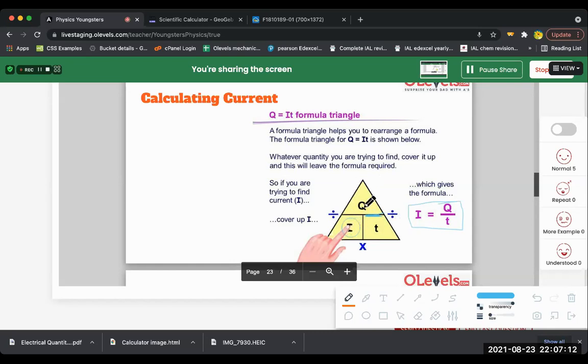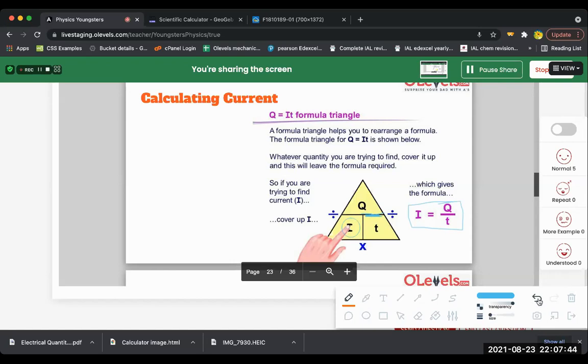Okay. Here Q is here. Q is equal to I T is already written here. And if you ask her the logic, she understands it. If you ask her, she knows this shows divide. This shows divide here. We have to calculate I. So now we circle I, and what are we remaining with? Q and T. And here it's divide. Look. So I is equal to Q over T. Got it?